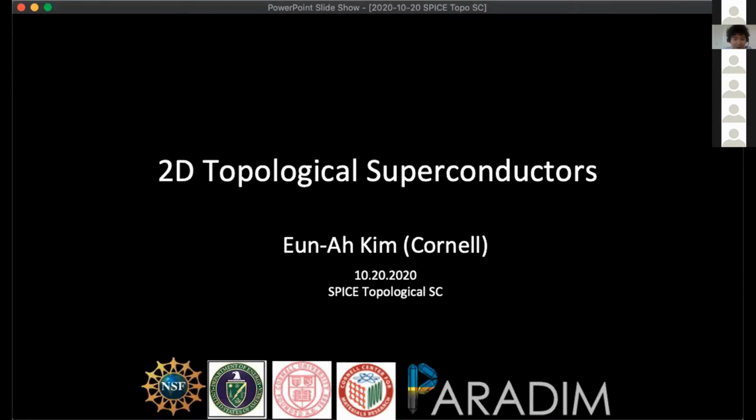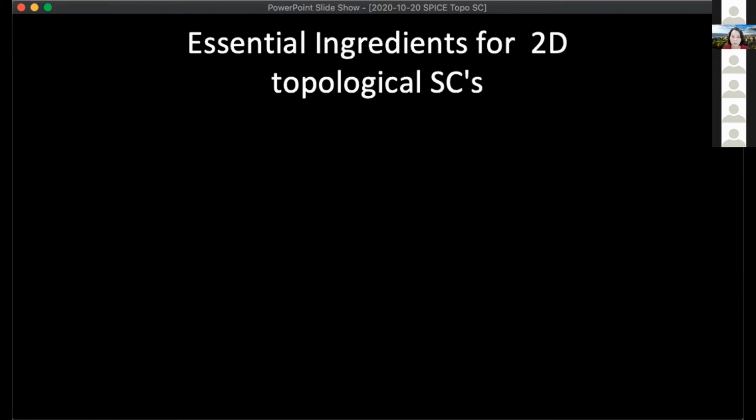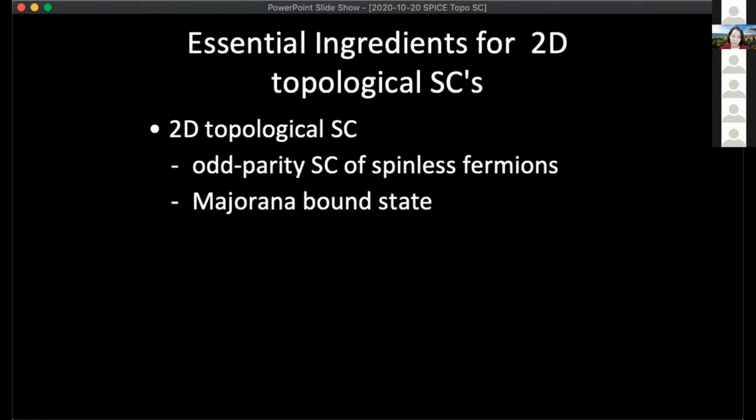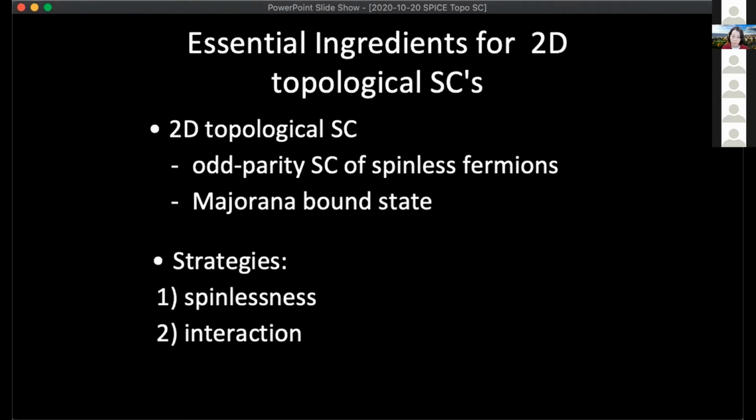So I want to talk about two-dimensional topological superconductors. And the idea is to find new ways to invent new topological superconductors, because finding them in just the naturally occurring materials seems difficult. So if you want to have a strategy for discovering or designing new topological superconductors, we should have ideas on what are the essential ingredients. The essential ingredients for any superconductivity are, of course, charge carriers and a pairing interaction.